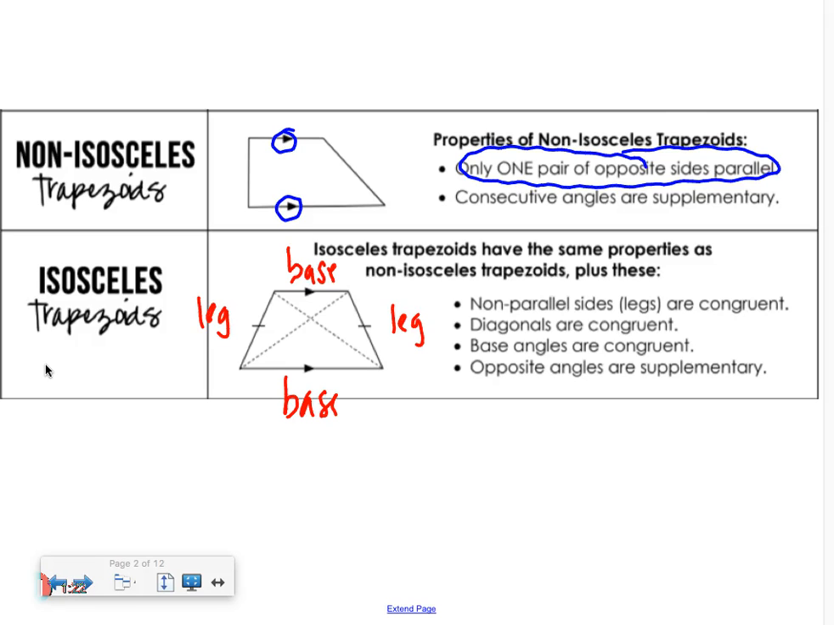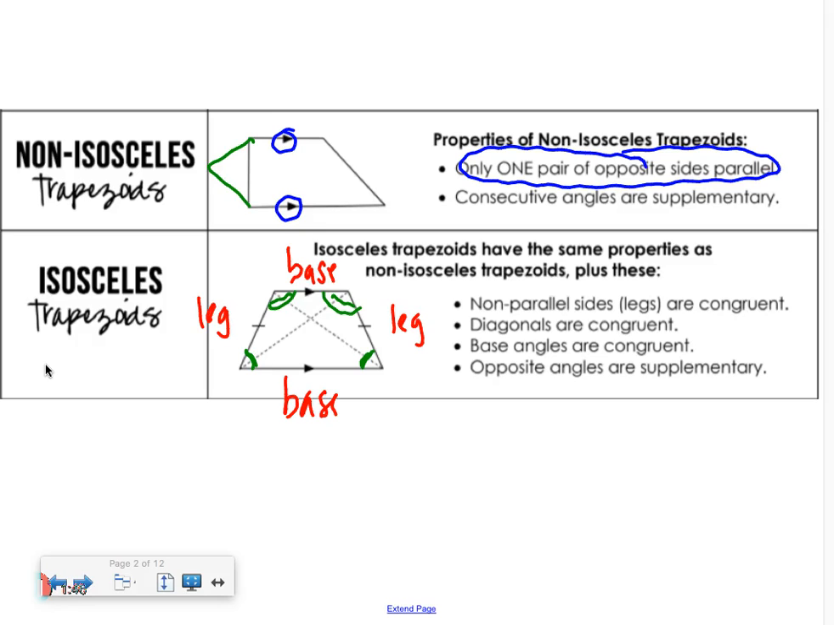On an isosceles trapezoid, your base angles are congruent, so this angle in this corner is congruent to this angle in that corner. And similarly on the top, this angle up here is congruent to this angle up here. And then one more thing we need to know.